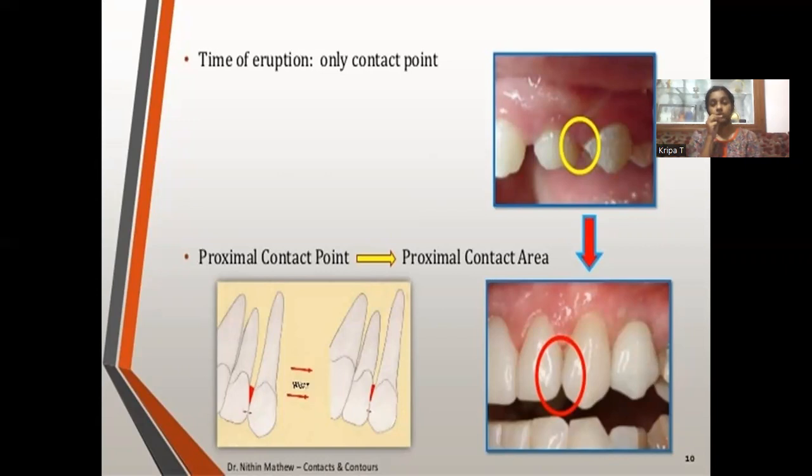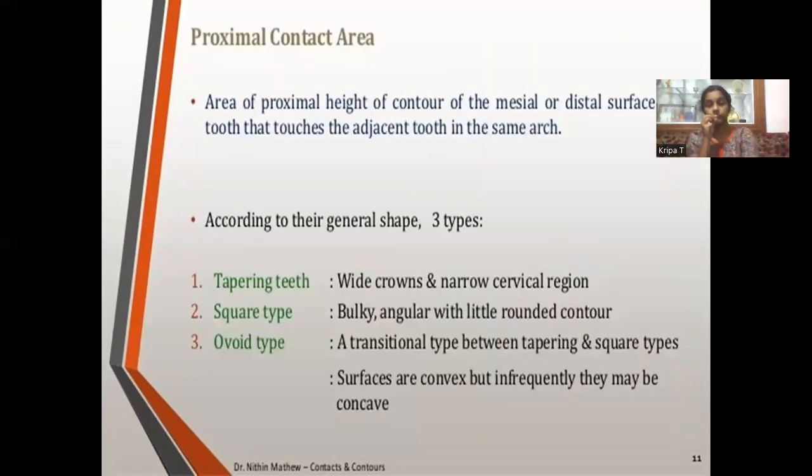This is very important. At the time of eruption, every tooth will have only a point contact. Due to the physiologic process of attrition, the proximal contact point becomes a proximal contact area. So proximal contact area is the area of height of contour of mesial or distal surface of tooth that touches the adjacent tooth in the same arch.